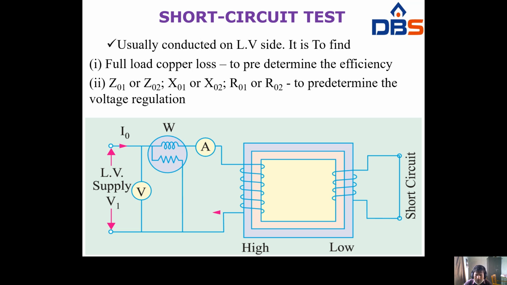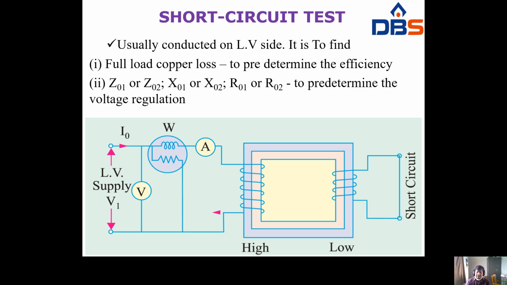What is meant by R01? Equivalent resistance referred to the primary. R02 is equivalent resistance referred to the secondary. X01 is equivalent reactance referred to the primary. X02 is equivalent reactance referred to the secondary. Similarly, Z01 is equivalent impedance referred to the primary, and Z02 is equivalent impedance referred to the secondary.